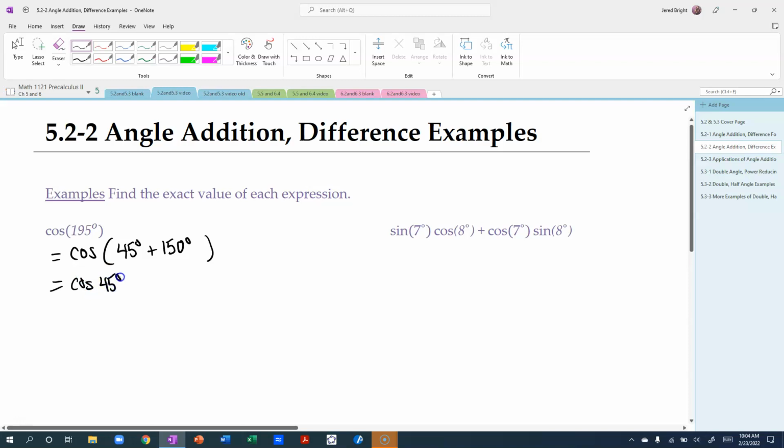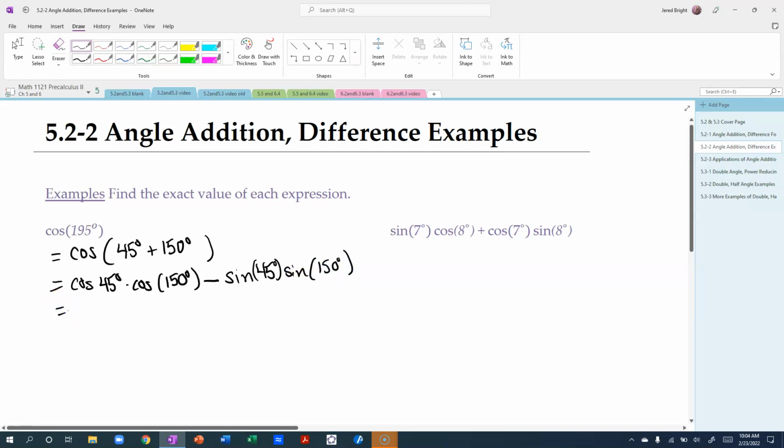first angle times cosine of the second angle minus, again, because it's plus, sine of 45 times sine of 150.